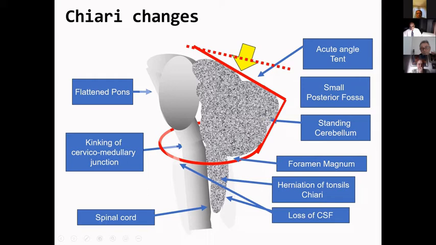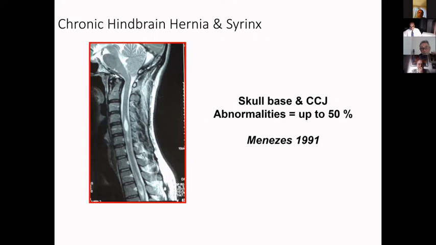Menezes, nearly 30 years ago, reminded us that patients who develop syringomyelia with hindbrain hernia often have skull base anomalies, up to 50%. Again, this is what Professor Goel has been telling us, that this is a significant group of patients with the Chiari and syringomyelia, and the craniocervical junction anomalies need attention and treatment.